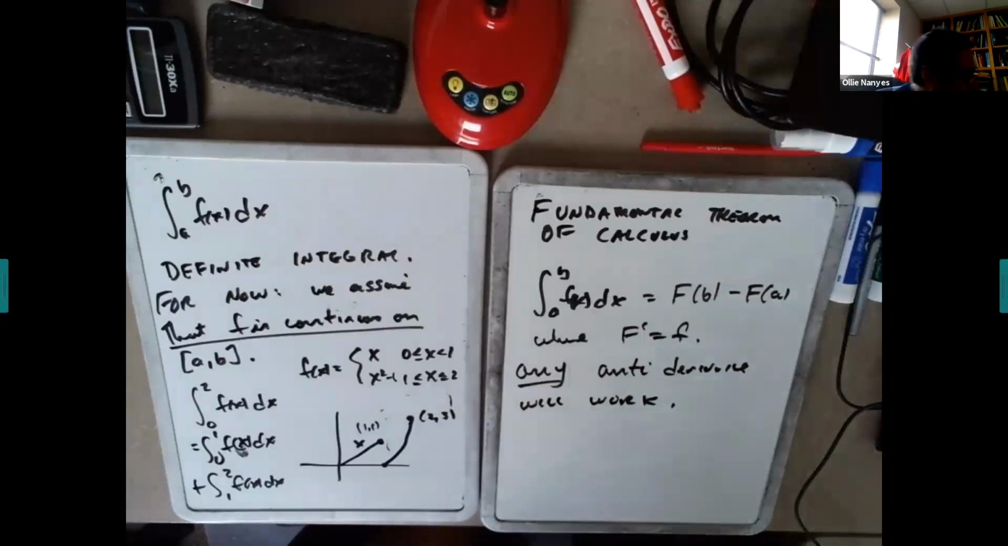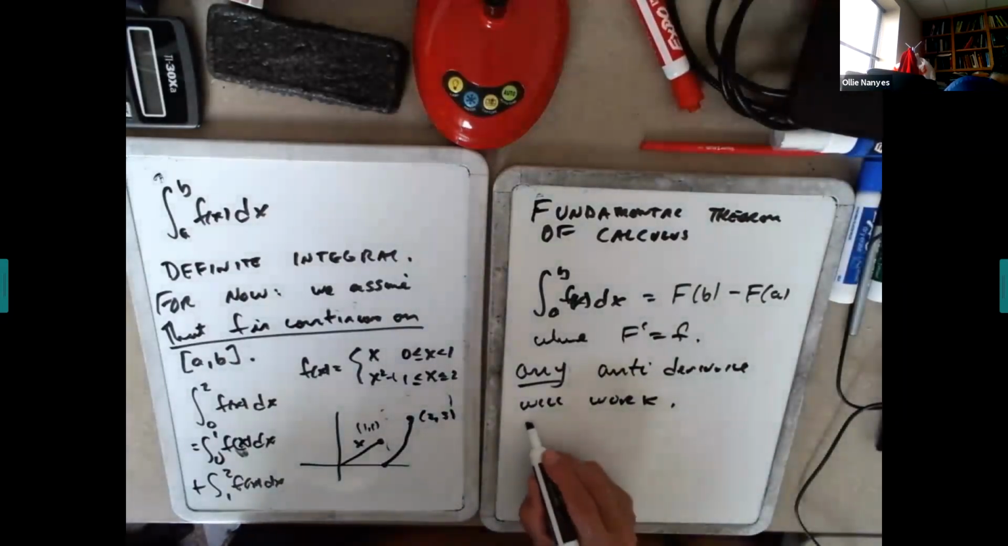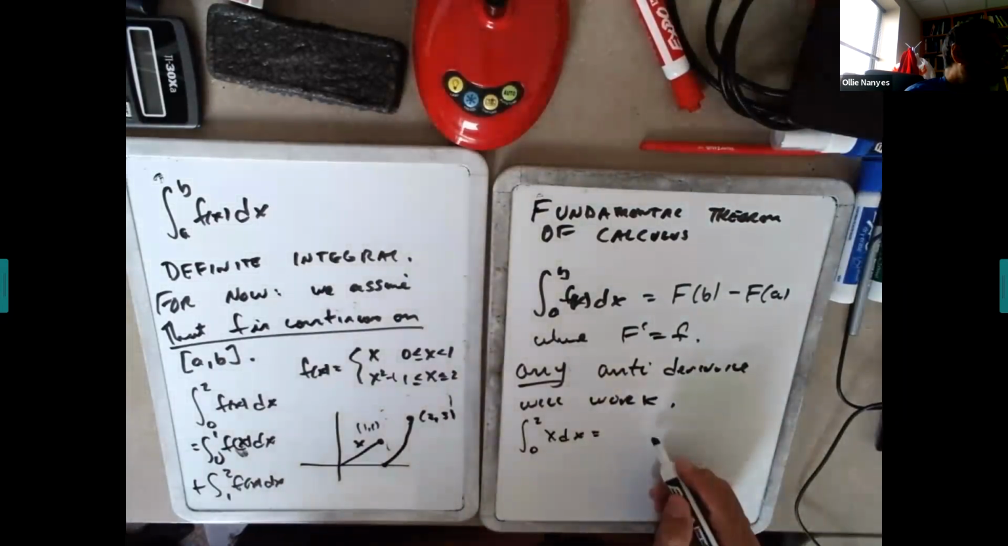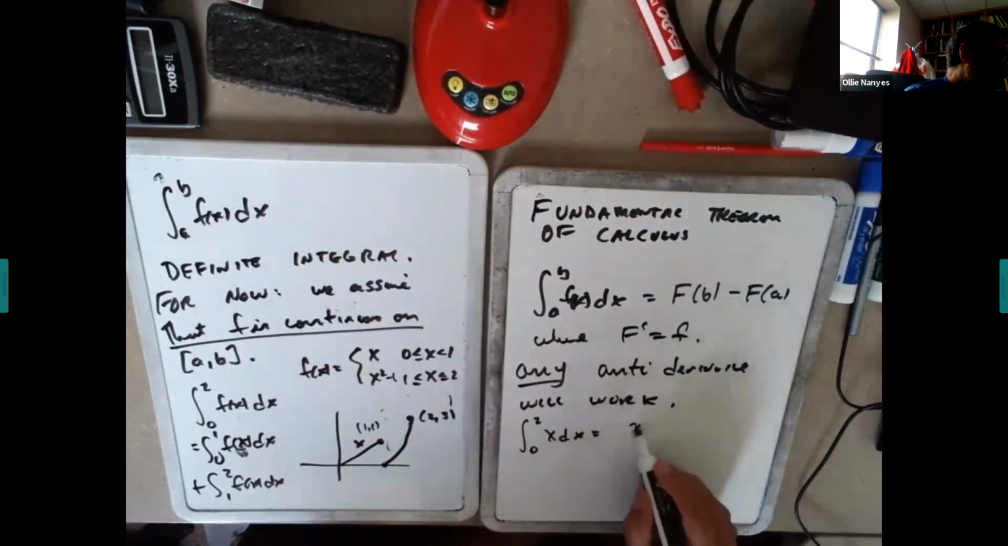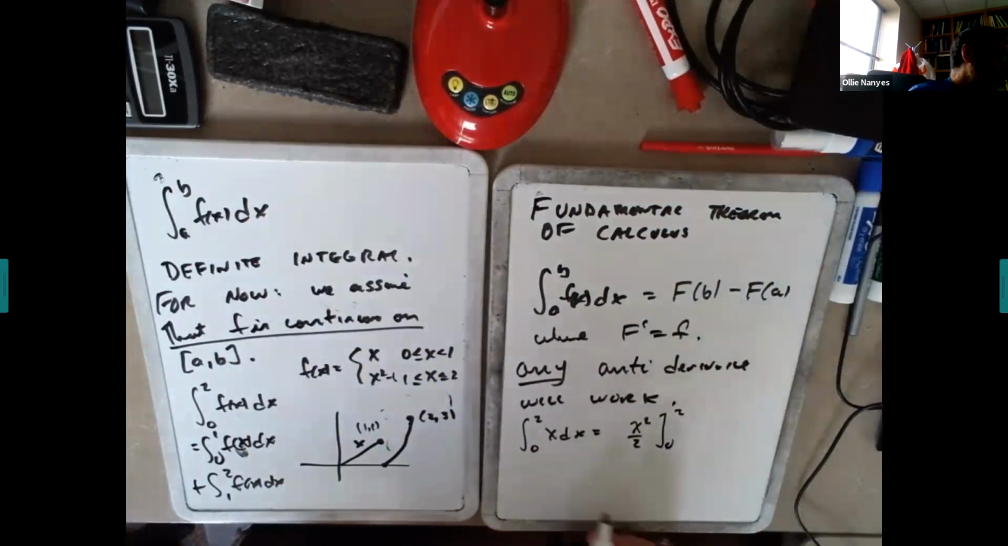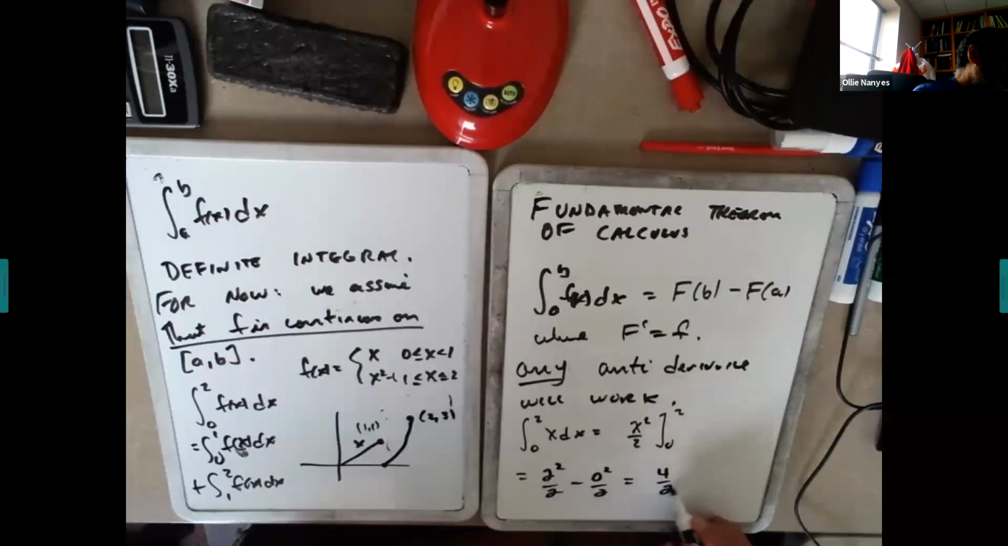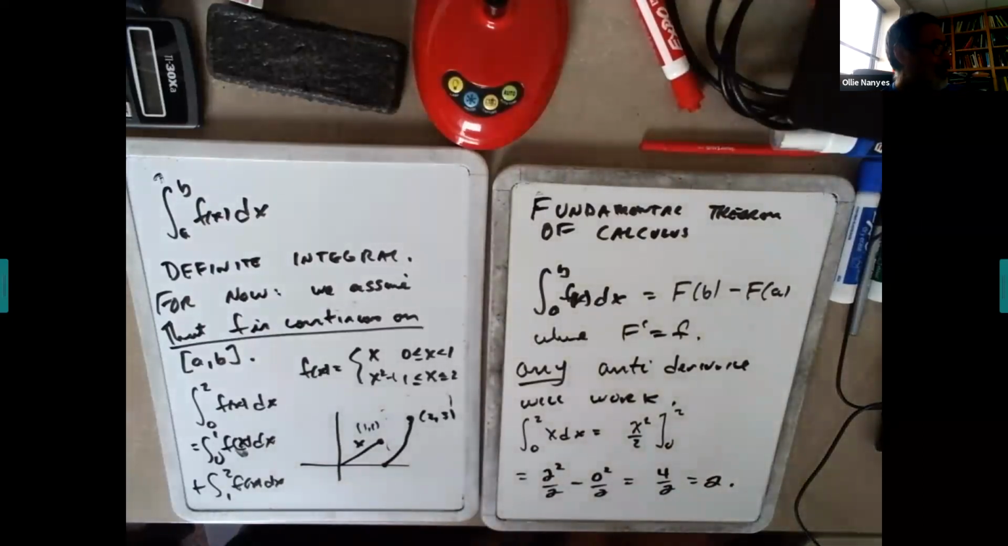But how that works is, let's say we want to integrate from 0 to 2 of x dx. The fundamental theorem of calculus says we have to find the antiderivative for x. Well, we know that this one works. And we evaluate that between 0 and 2. That's going to be 4 over 2, which is 2. And basically that's how you evaluate definite integrals. You just find an antiderivative and you plug in the endpoints.